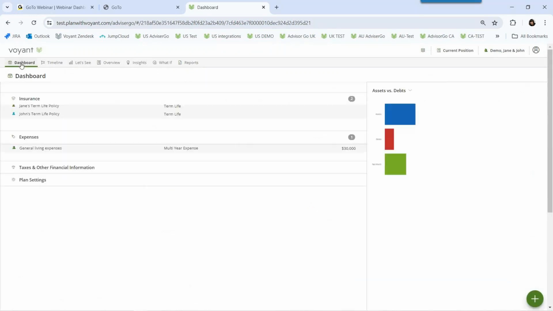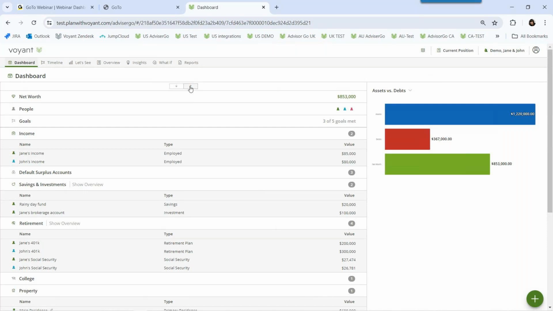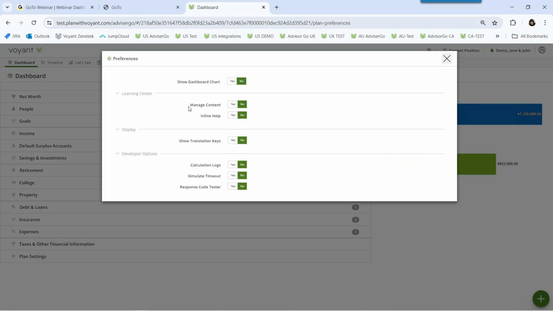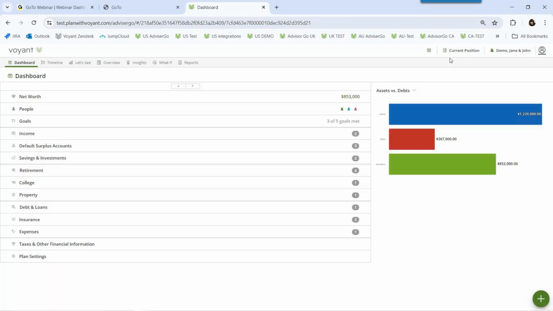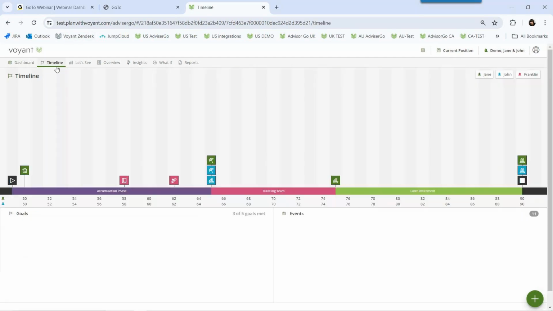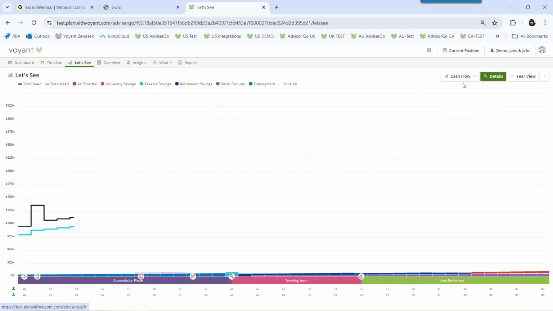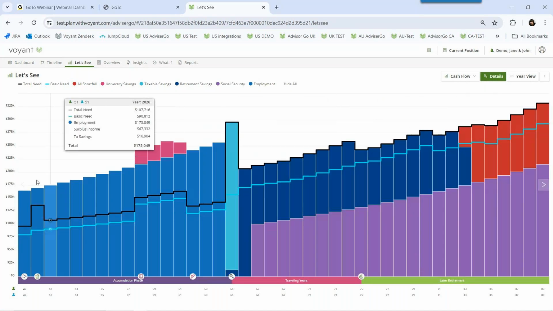So just to review, I would start on your dashboard, go to your preferences, and make sure your inline help and dashboard chart are turned off. Review the data in the plan with your clients, make any updates or changes that you need to, and then go to your timeline. This is where you're going to spend the majority of your conversations talking about what their life goals are, what we're planning for, what we want to do in the future, and how we're helping them get there.